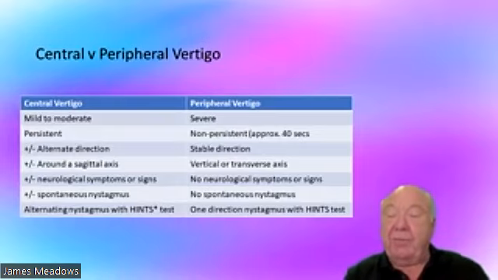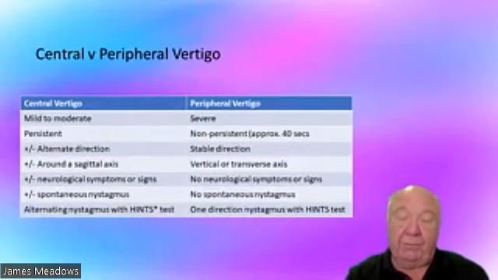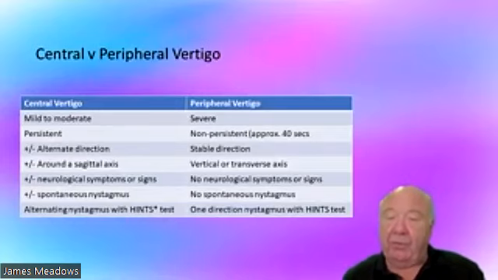Central vertigo tends to be persistent. It'll go on after the trigger has basically been removed, whereas peripheral vertigo is non-persistent and will generally go away within about 40 seconds. However, there are exceptions to this.